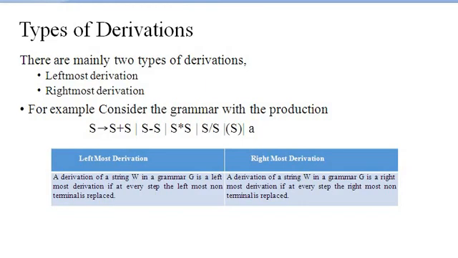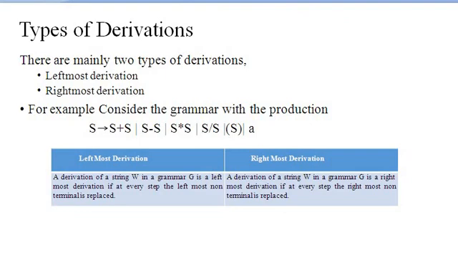There are different types of derivation. Mainly two types of derivation: leftmost derivation and rightmost derivation. Consider the grammar with different productions, like S gives S plus S, or S gives S minus S, or S gives S star S, or S gives S divide S, or S gives opening bracket S closing bracket, or S gives A. Then what is leftmost derivation and what is rightmost derivation? Leftmost derivation versus rightmost derivation.